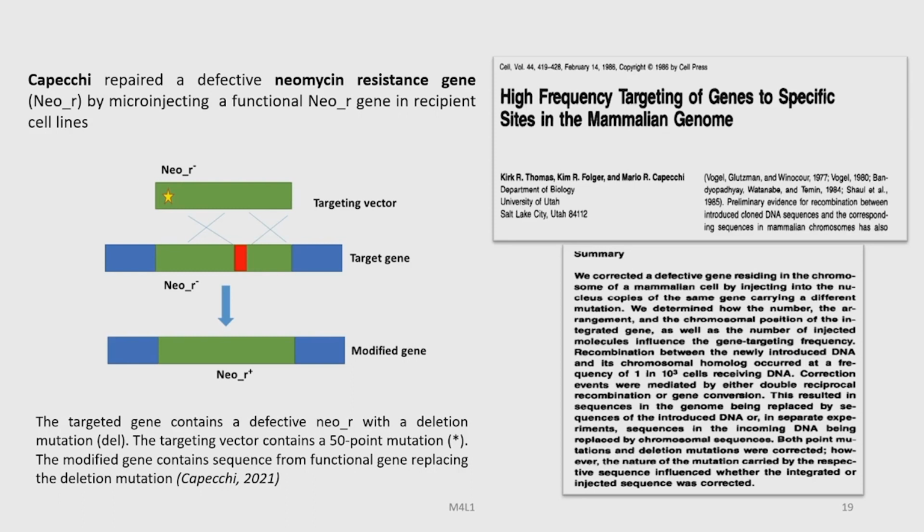So, in brief, here you can see a targeting vector and a target gene, and this is the outcome, the modified gene. So, let us see briefly what happened. The targeted gene contains a defective neo-R, neomycin resistance, with a deletion mutation, del. The targeting vector contains a point mutation shown with this star here. The modified gene will contain sequences from the functional gene replacing the deletion mutation.